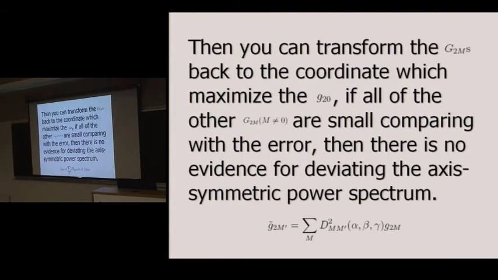Okay, so here is some explanation of how this works. You can transfer these G2Ms back to the coordinates which maximize G20. If the other coefficients are small compared with the error, then there is no evidence of deviation from the axisymmetric case. In general, one can do this by using this kind of likelihood method.